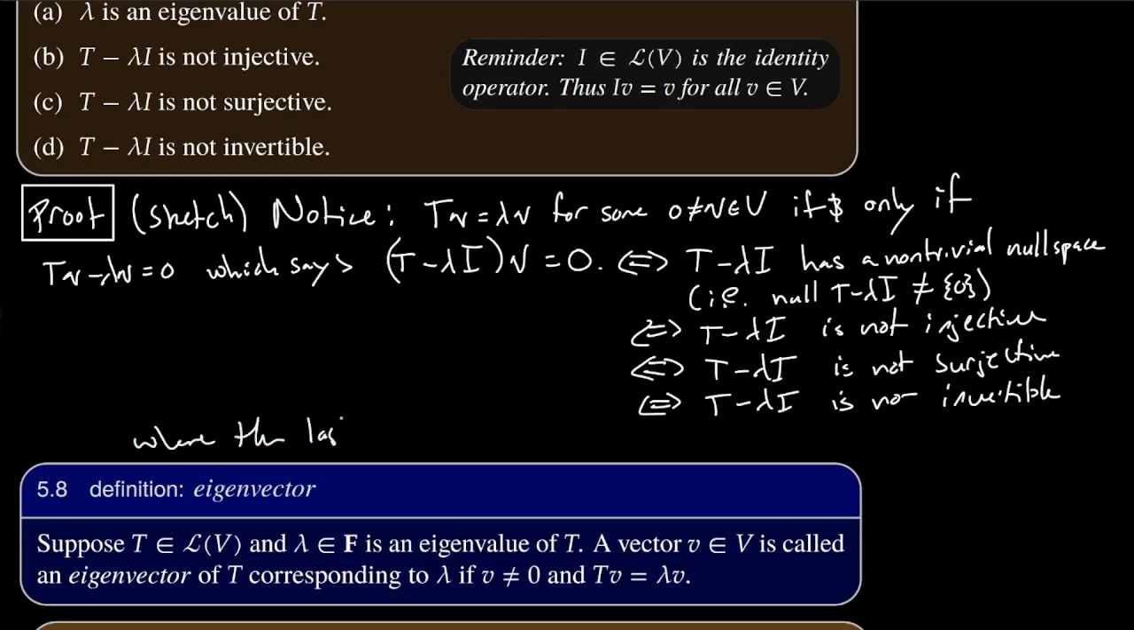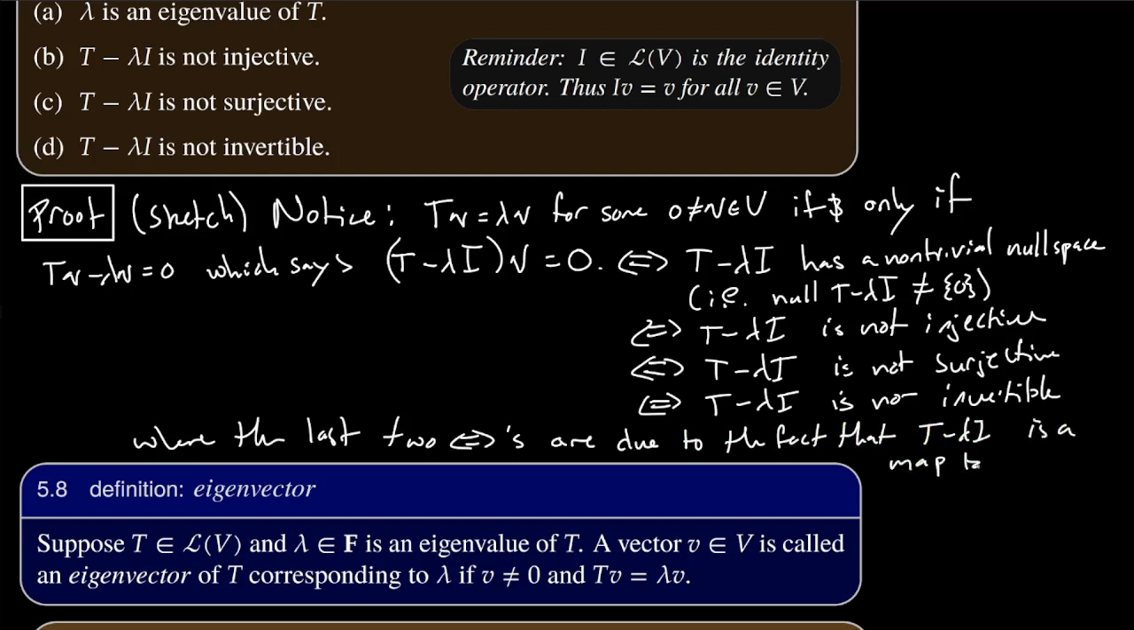Where the last 2, not 3, left-right arrows, the bidirectional equivalences, are due to the fact that T minus lambda I is a map between vector spaces of the same dimension. Okay, not too crazy.